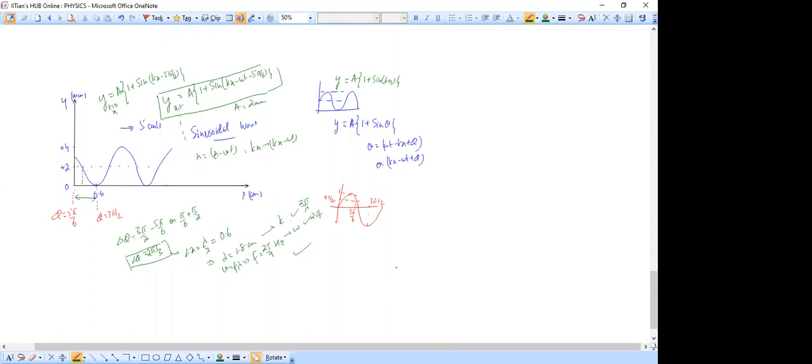All right, so the final answer for the wave equation was this. Yes, this was our wave equation.